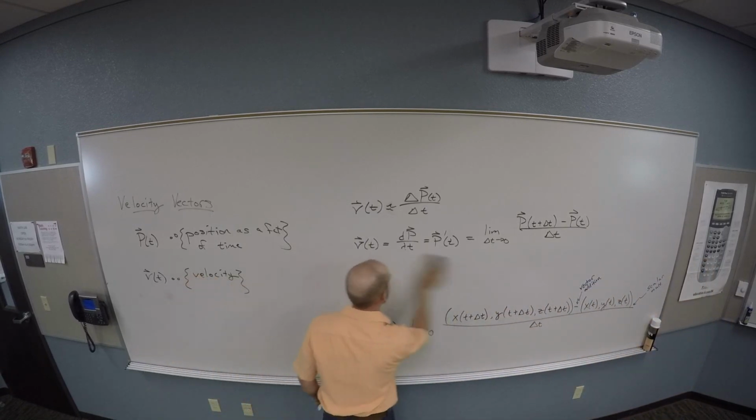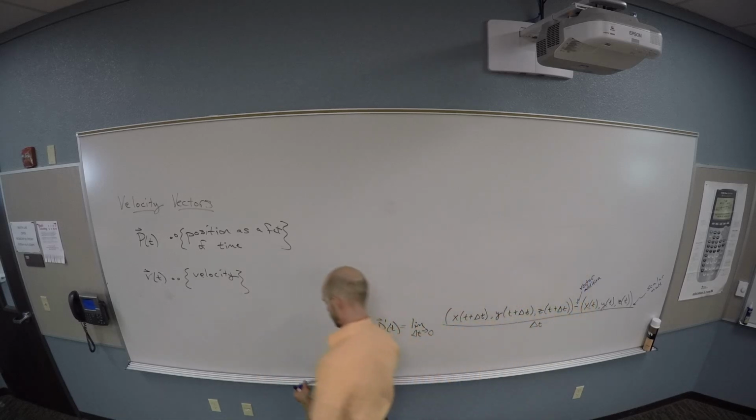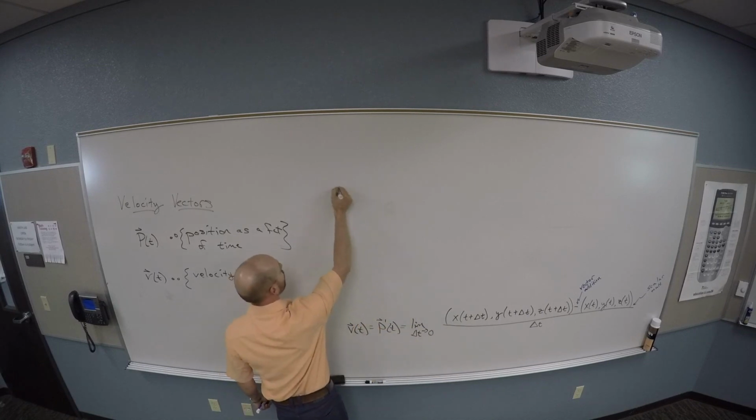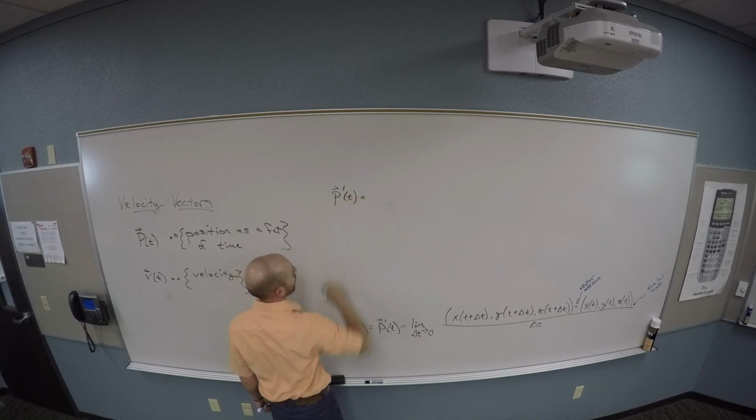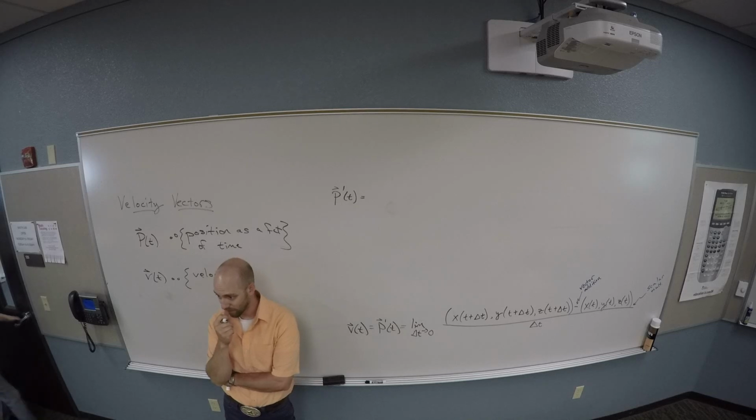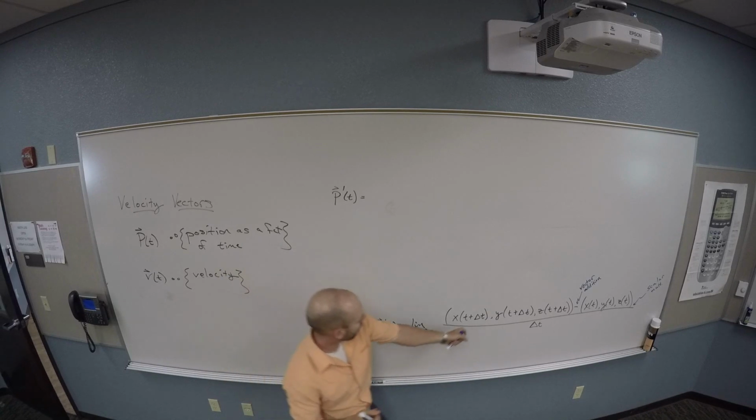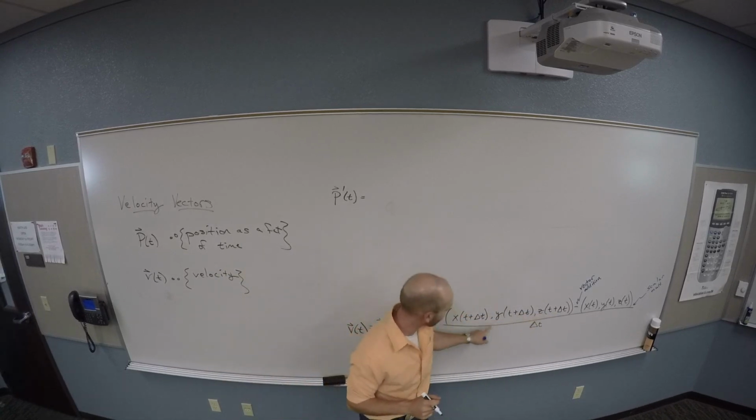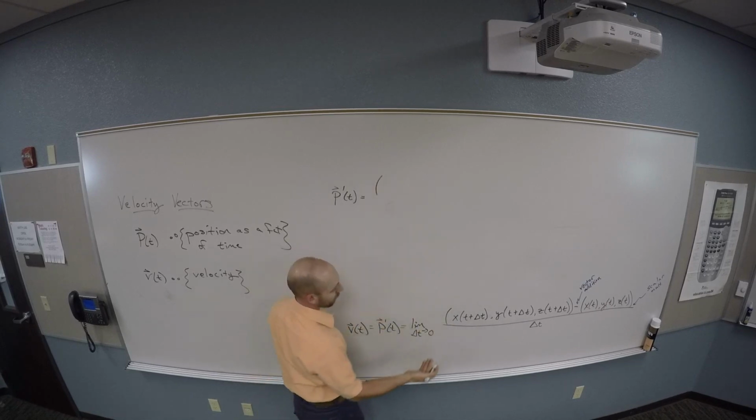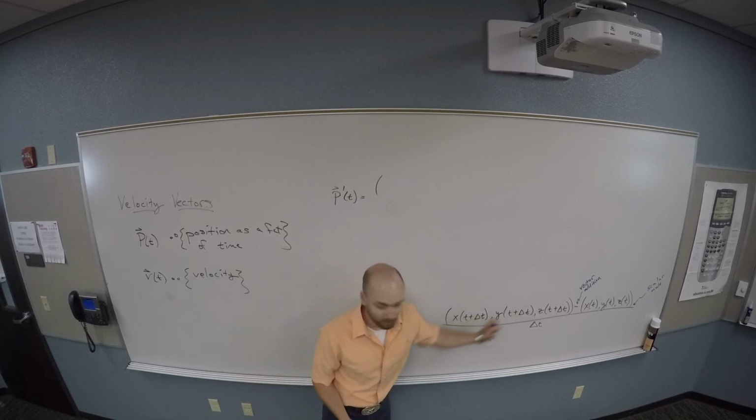Okay, so let's do that vector subtraction. I'm still looking for p prime of t, right? So how do you do vector subtraction? You just group like terms, the corresponding components, like the x components of the vectors, right?